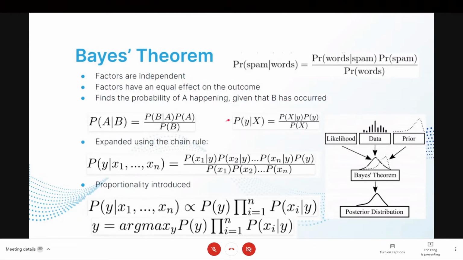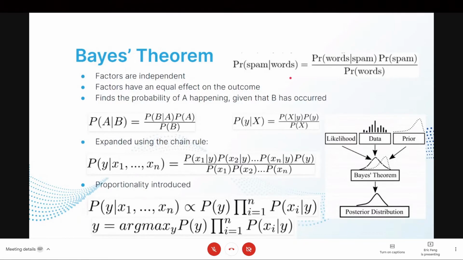This can be generalized to our data set: the probability of Y, an outcome happening, given X, the set of observations that Ram talked about earlier, which could be a medical observation or any kind of observation, is equal to the probability of those observations given the outcome, times the probability of the outcome, divided by the probability of those observations.